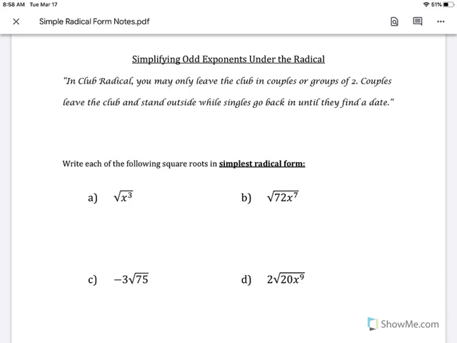So here's how this is going to work. If we focus on A, which says the square root of x cubed, if I write how many x's I have, there's 1, 2, 3 x's. You have to figure out, and it helps sometimes if you put up fingers, so right now I'm holding up 3 fingers, how many couples you can make out of a group of 3. I'm hoping you understand that you can only make 1 couple. So this right here is a couple, and we only have 1 single left.